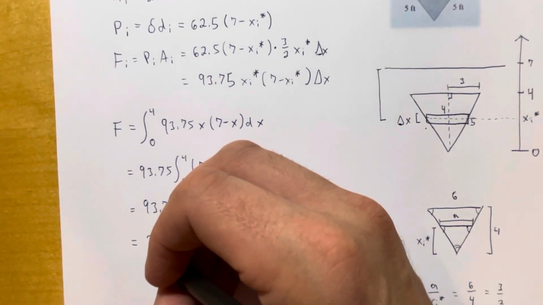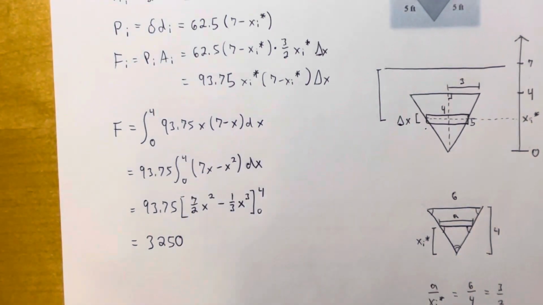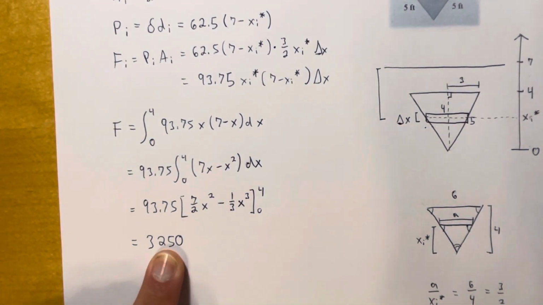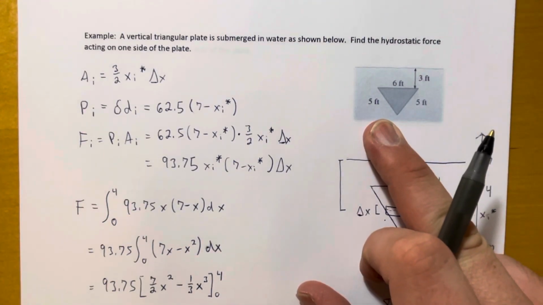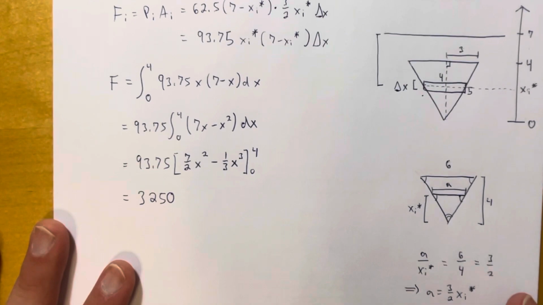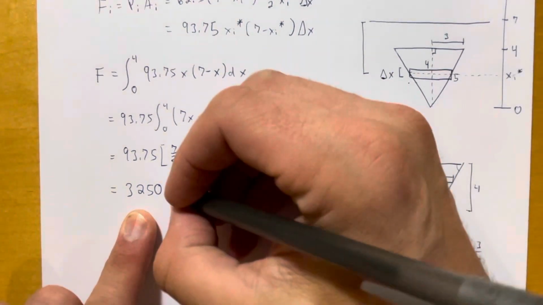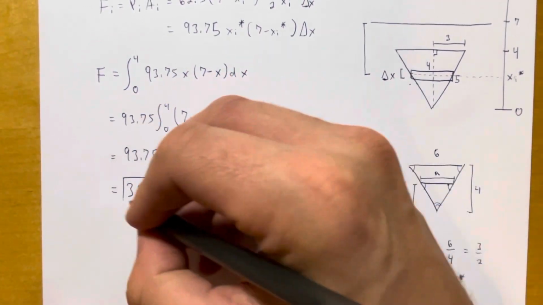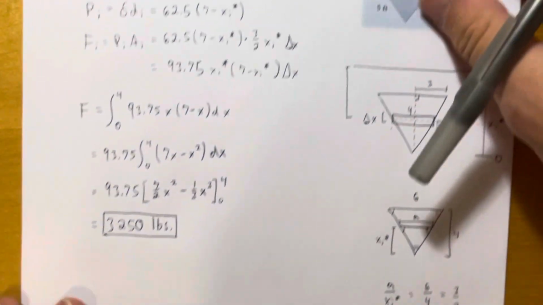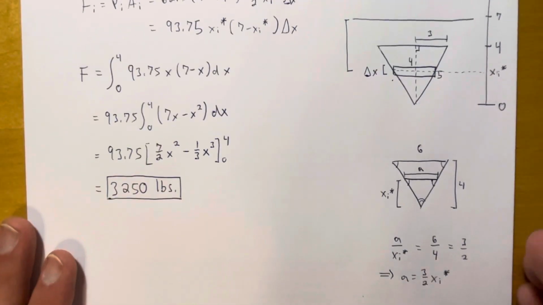3,250. This is my answer, but I need to make sure I'm using the correct units. So again, we're in imperial units, feet. That's my clue that I'm looking at imperial or US customary units. That means that my force is measured in pounds. 3,250 pounds is the total force acting on that triangular plate, okay?